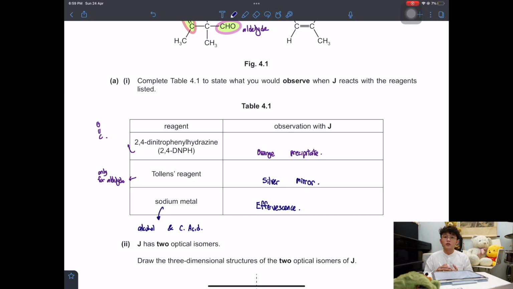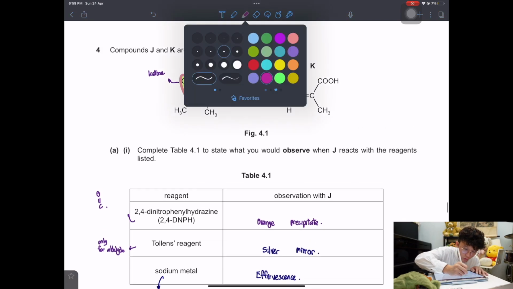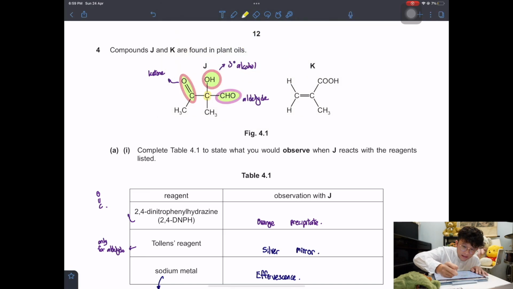For optical isomers, I know you must have a chiral center. Can you identify the chiral center? In fact, it's quite obviously labeled for you, right? Do you see that A, B, C, D are different things? Correct. So I know that this is your chiral center.